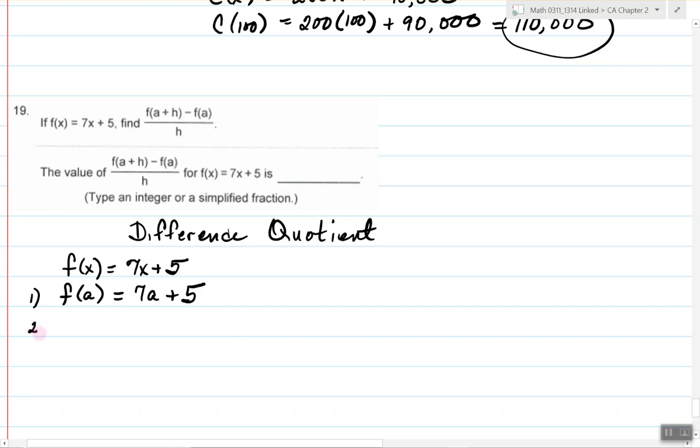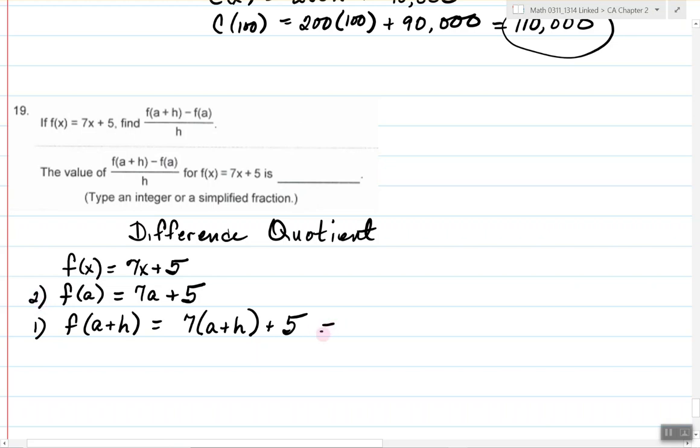Step number 2, I need f of a plus h. Now that's kind of weird. It says put a plus h in the place of x. So it's 7 times a plus h, close, plus 5. Honestly, if I was trying to do this left to right and then down, it doesn't make any difference, but I probably should have done that as step number 1 and that as step number 2.